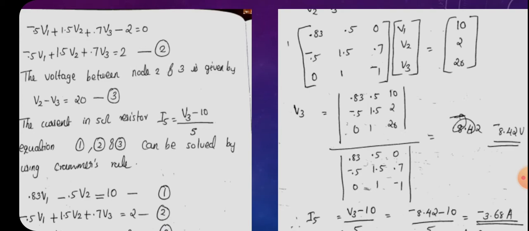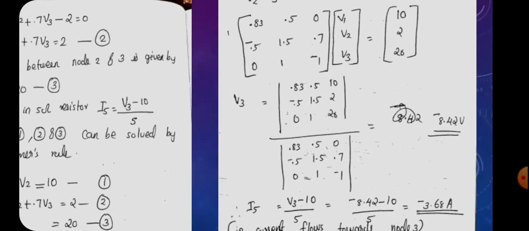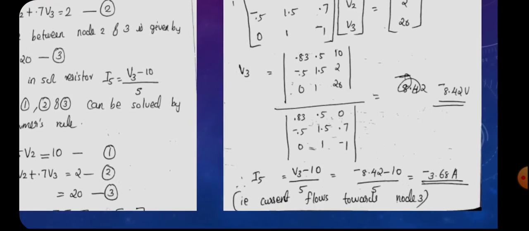Sorry, replacing the third column. It is V3, so we have to replace the third column of that matrix with 10, 2, 20. So it comes like this: determinant of 0.83, 0.5, 10, minus 0.5, 1.5, 2, 0, 1, 20, divided by the determinant of the coefficient matrix. So we got the value minus 8.42 volt, and V3 is obtained.